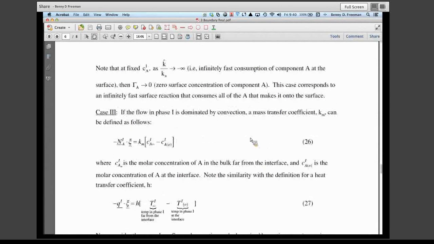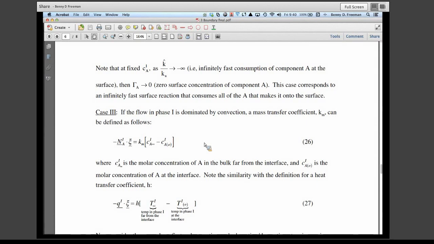Now let's look at a third case, and here we want to talk about a situation where the flow in phase 1, for example, the gas or liquid that is next to the catalytic surface, which we're labeling phase 2, is not quiescent, but is being stirred rapidly, or there's fluid flow that brings about a great deal of convective motion in the fluid, and so the mass transfer becomes dominated by that convective motion.